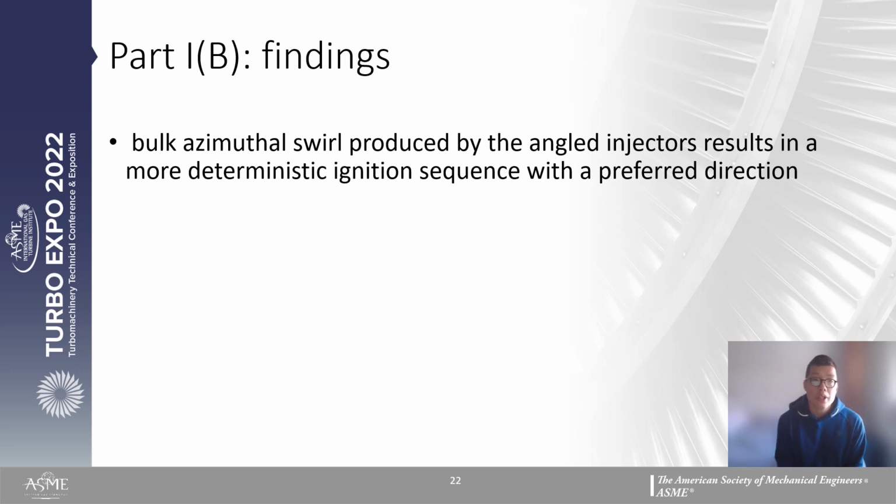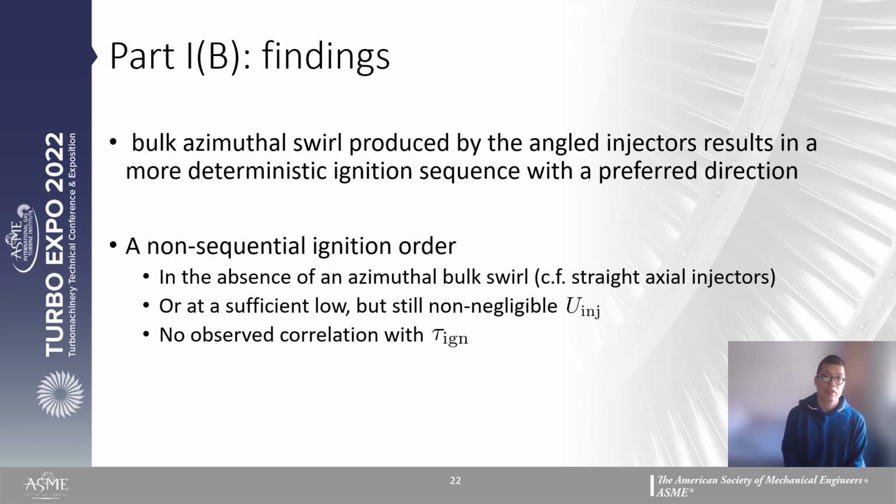And in summary, we could say that the bulk azimuthal swirl results in a preferred and hence more deterministic ignition sequence. In the case of a weaker or the lack of an azimuthal swirl, the ignition sequence will be non-sequential with the formation of two flame branches in opposing directions. In any case, the order of ignition does not seem to impact the light around time.